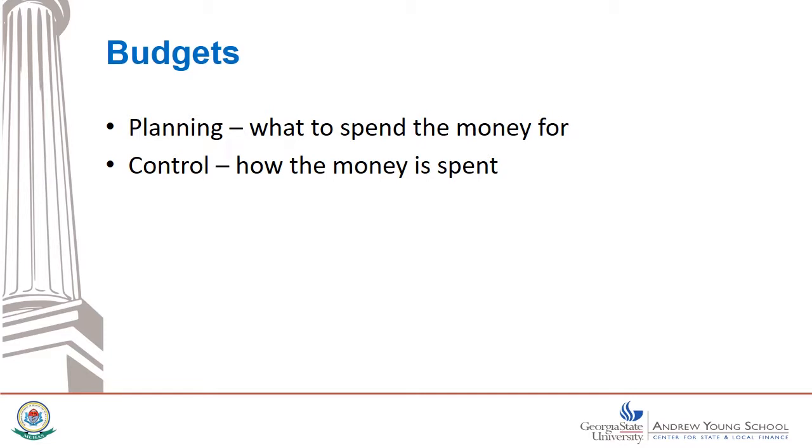Budgeting is about planning and control. Determining what to spend the money for requires planning. The budget process structures that decision process. Control, however, focuses on making sure that money is spent properly for the purposes intended. There are ways to structure the budget so that users pay attention to these concerns.